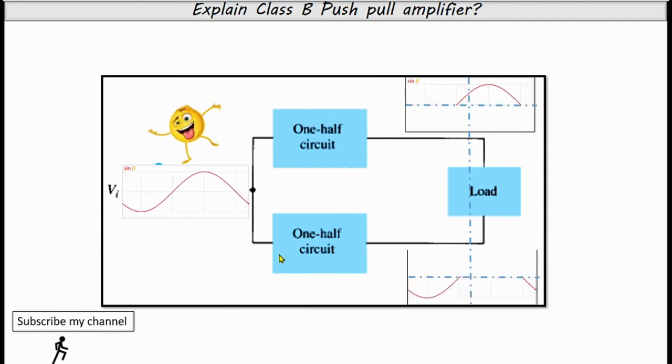But the problem is we cannot use only one BJT. We have to use two circuits so that we get the full output. So we use a push-pull amplifier. In the push-pull amplifier, we use two circuits, an upper circuit and a lower circuit. From the upper circuit, we will get a half sine wave for one period, and from the lower circuit, we will get a half sine wave for the other period. So at the load side, after summation, we will get the whole sine wave. This is the main advantage of the push-pull amplifier.